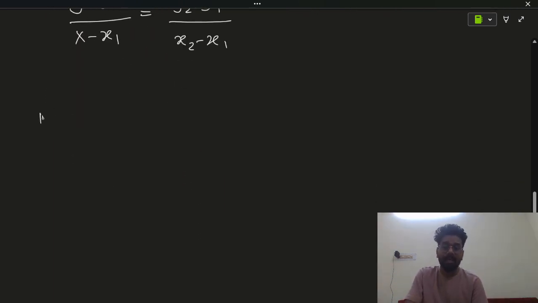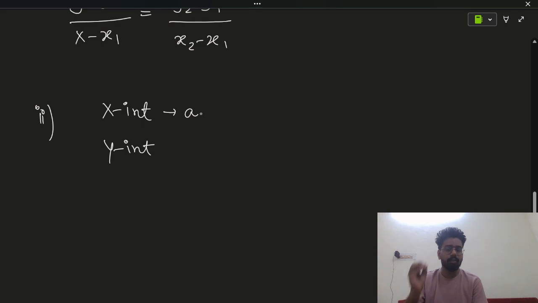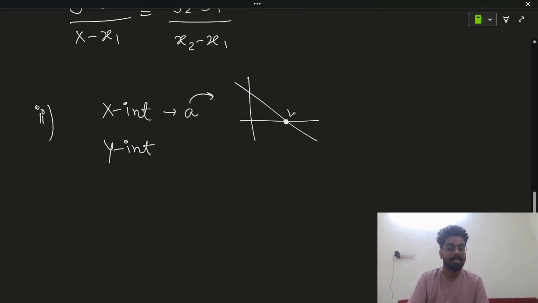Now the second case is they will give you the intercept form. They will say that they are having x intercept as a and y intercept as b. Now guys, I will give you the basic meaning: x intercept is the x coordinate of a point where line cuts x-axis. So if this is a line, we are talking about this point. I repeat, x intercept is the x coordinate of a point where line cuts x-axis. So this point will be a comma 0.